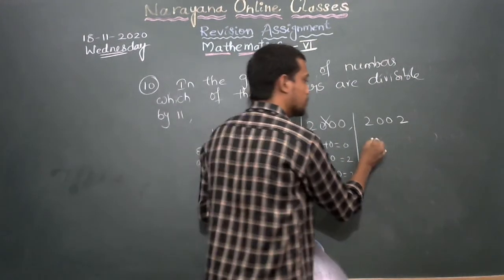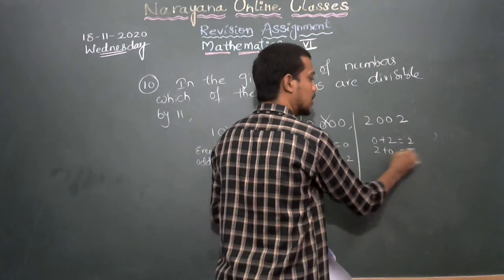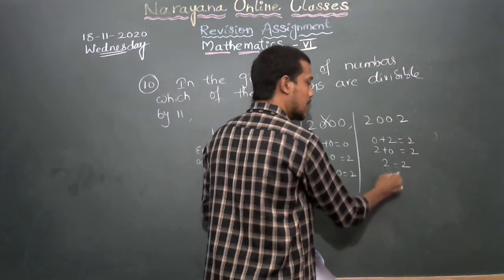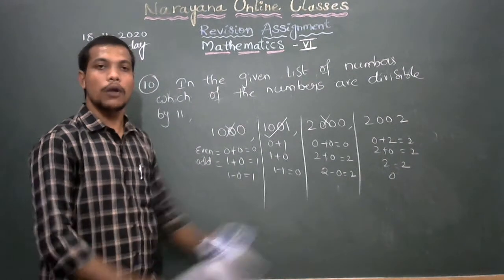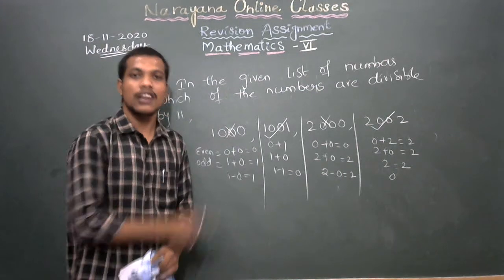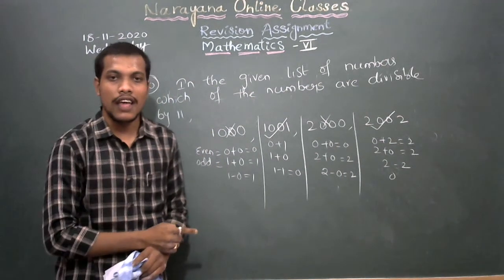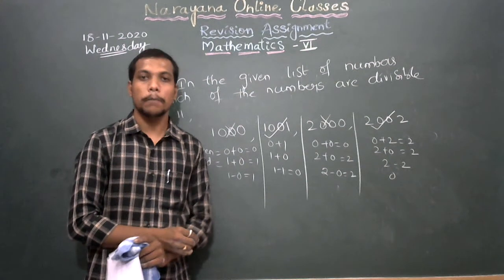Now 2002. 0 plus 2, 2 plus 0. So 2 and 2. 2 minus 2 means 0. So 0 is divisible by 11. Yes, it is divisible by 11. So 2002 and 1001, both numbers in the given list are divisible by 11. Division assignment is completed. Thank you.